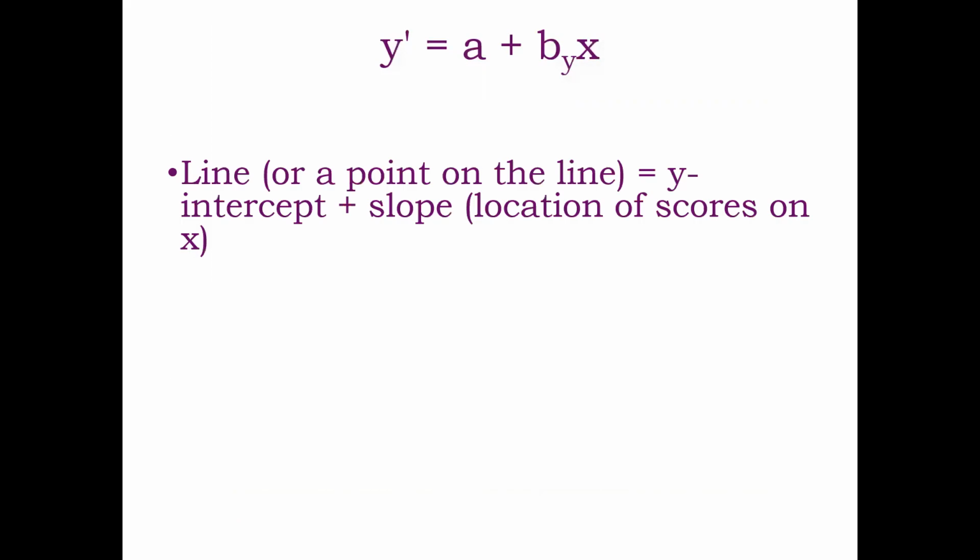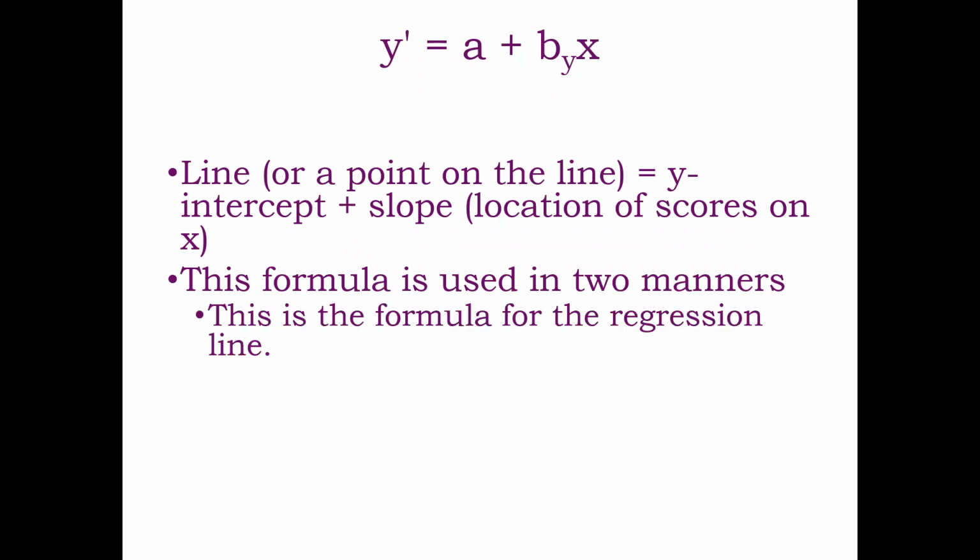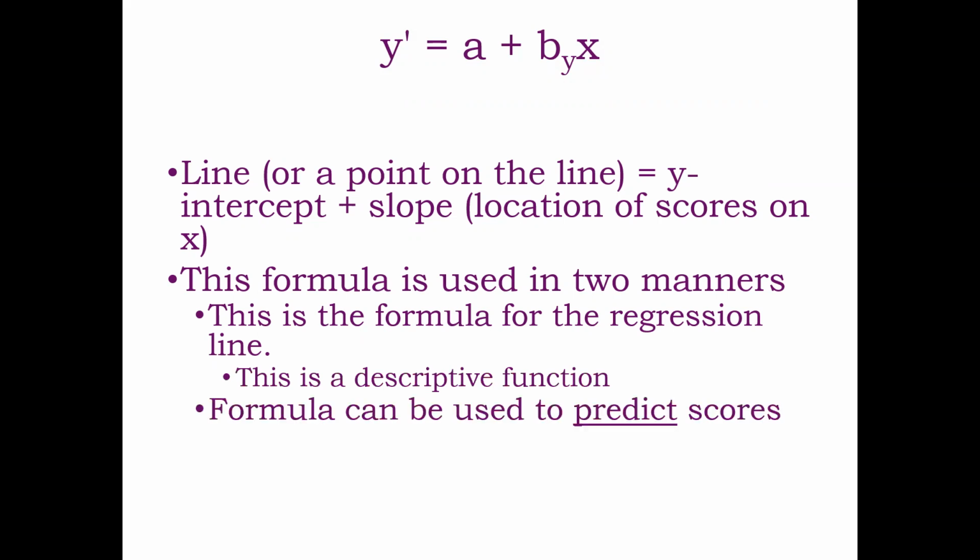So y prime equals a plus b sub yx. So a line, or a point on a line: the y-intercept plus the slope, times the location of the scores on x. We use this formula two ways. First is just the regression line. It is descriptive. It describes what the regression line looks like. And you get that with mathematical formulas, which we'll see. It's the line of best fit.